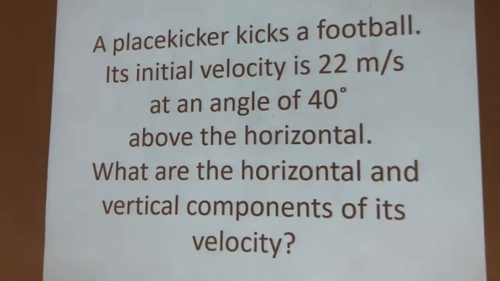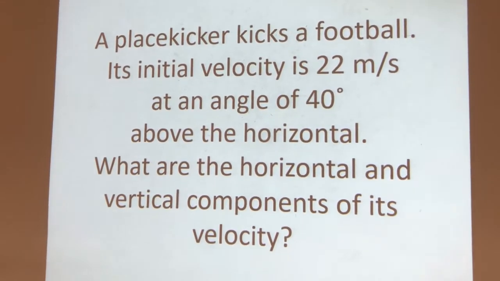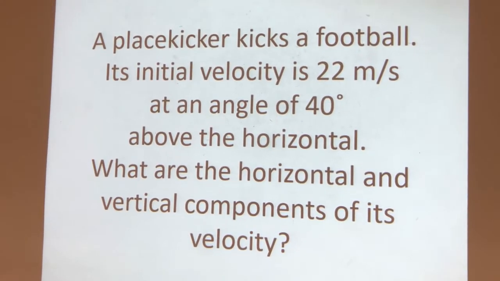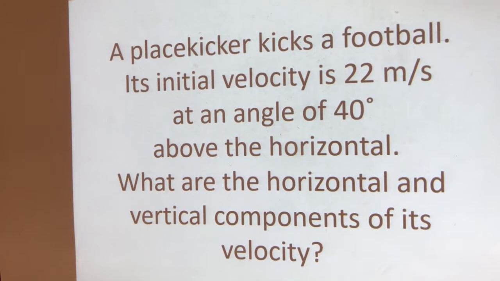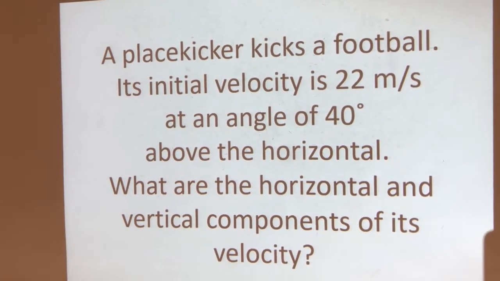A place kicker kicks a football. Its initial velocity is 22 meters per second at an angle of 40 degrees above the horizontal. What are the horizontal and vertical components of its velocity?